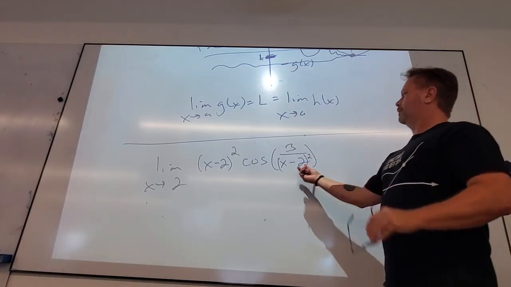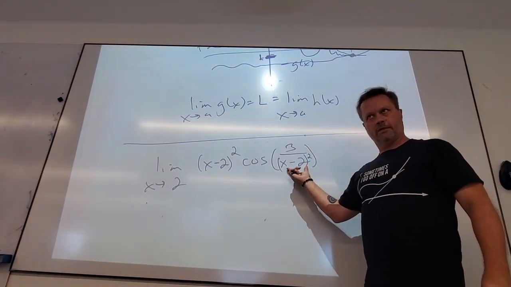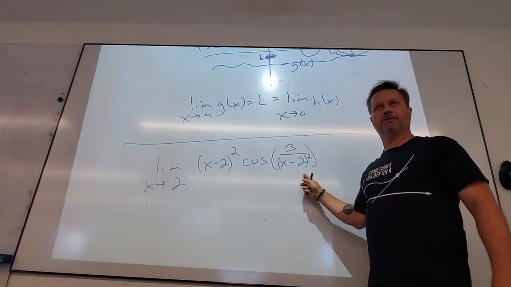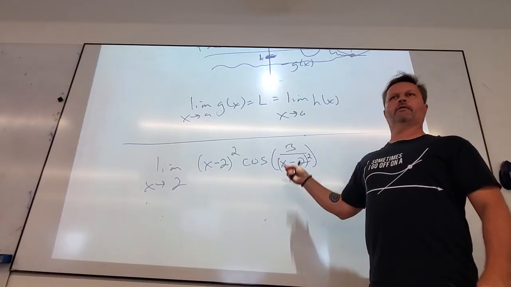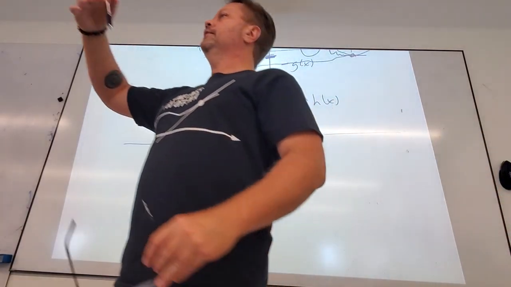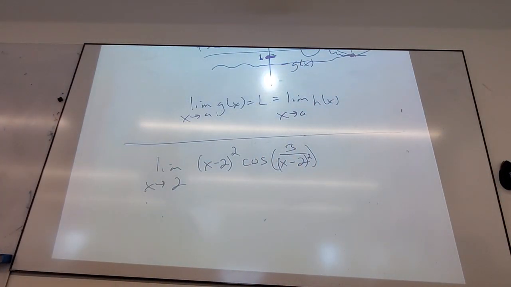The bottom is getting closer to 0, so the whole thing is getting closer to 3 divided by really small, which is really big. What does cosine do forever? It oscillates between -1 and 1. If you let that go to infinity, is it approaching a number?